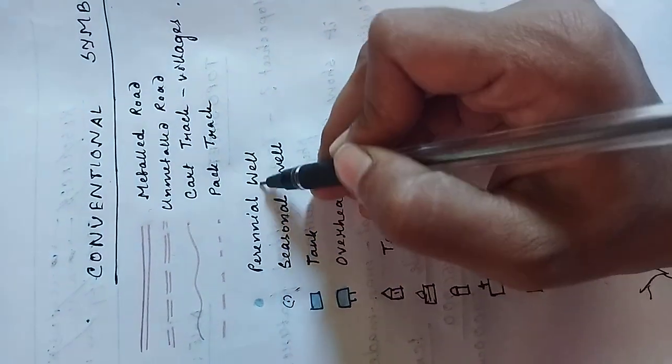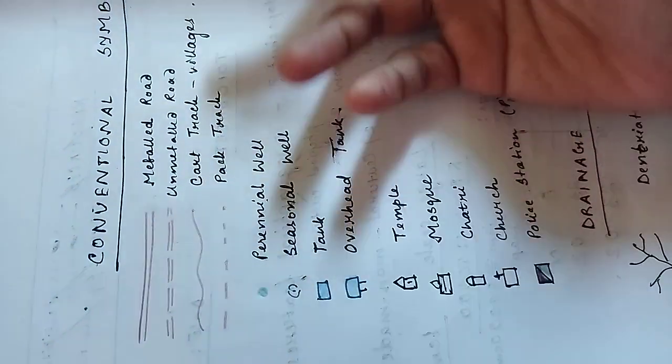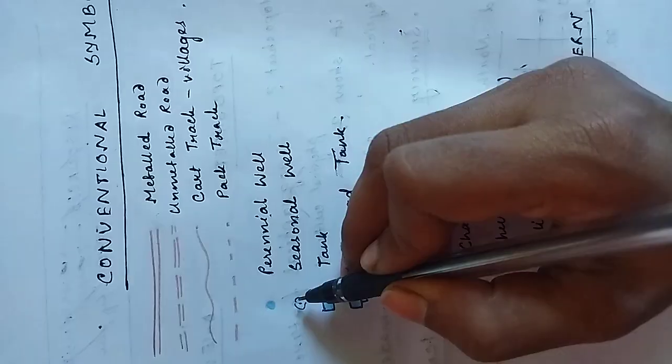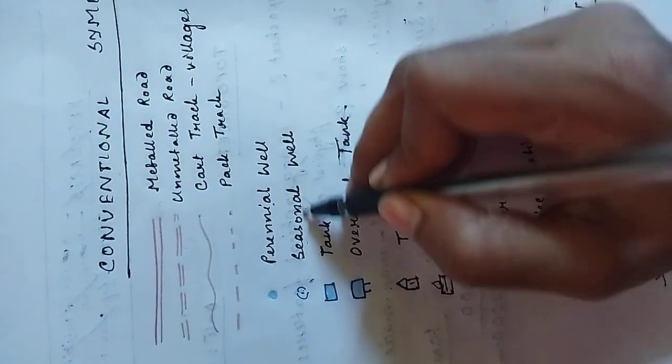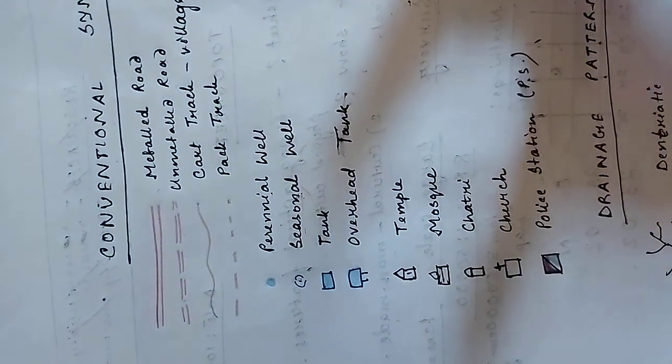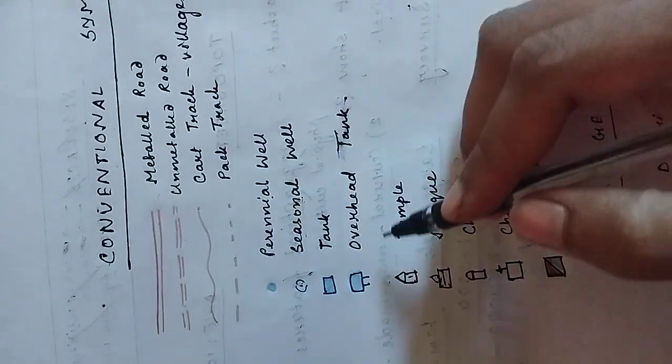These are the perennial wells. Perennial well means you have water all the year round. If there is a circle and one dot, that means a seasonal well. You do not have water all the year round. Only during the rainy season will you get the water.